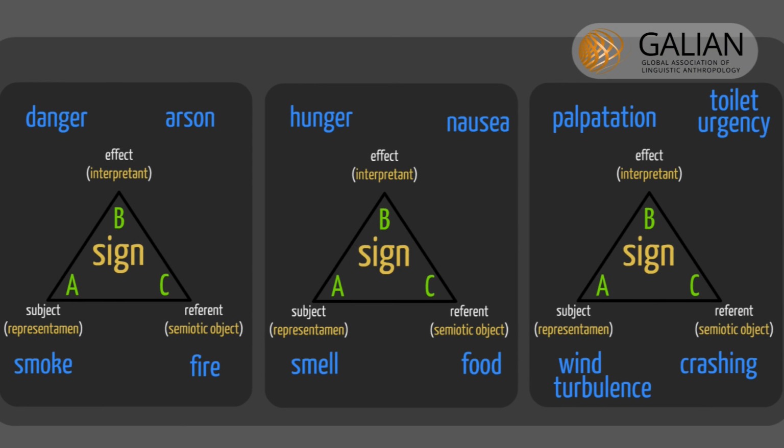So let's look at some examples. There are 3 boxes, and we'll take one at a time. On the left, we have our triangle again, and as our representation or object, we have smoke. So you see smoke in the distance above the hills, and what does that suggest? The first thing most of us would think of would be fire. There's a bushfire or something.